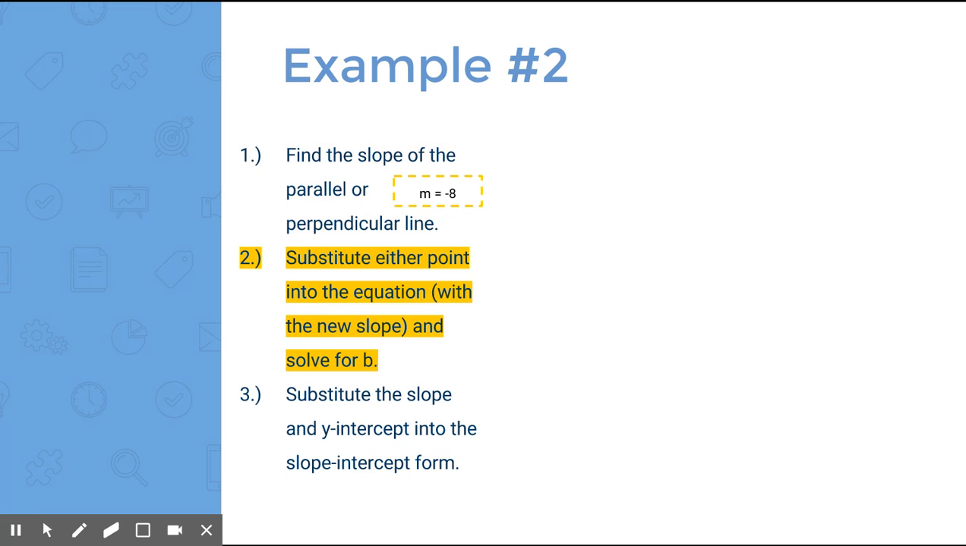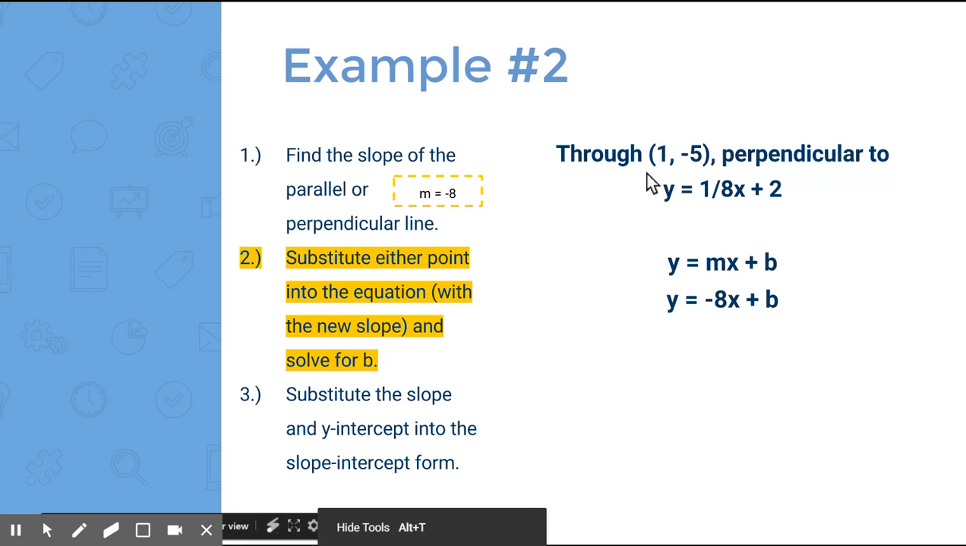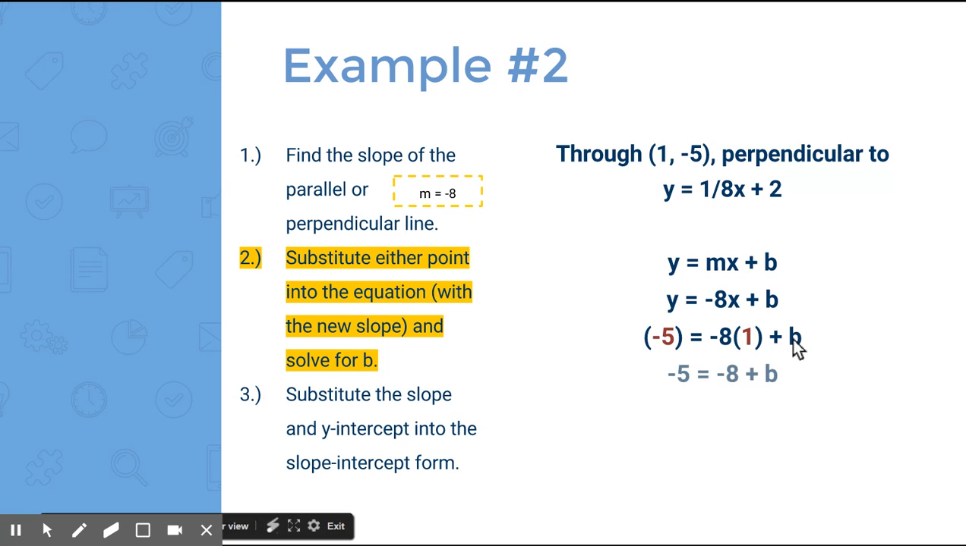And our next step is to find our y-intercept. Now we know we've got to use our slope-intercept form, and that we're going to plug our new slope into m, and that was negative 8. But to find b, what we're going to do is take x and y and plug them into that equation. So we've got 1 and negative 5, and 1 is going to go into x, and negative 5 is going to go into the y. So negative 8 times 1 is negative 8 still. And when we move the negative 8 to the other side, it becomes a positive 8. So now we have 3 equals b. So our y-intercept is 3.